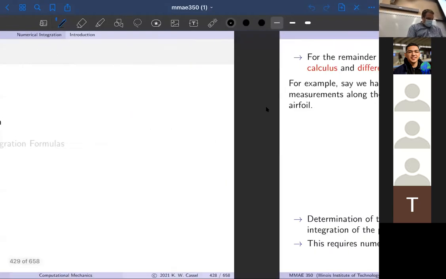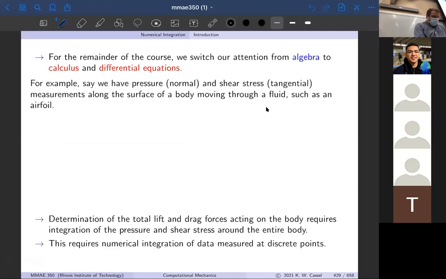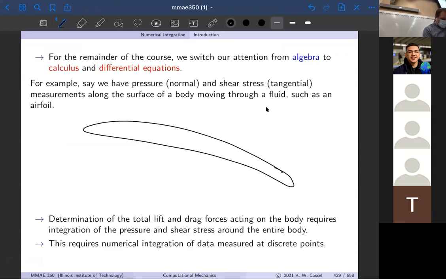This is a relatively short chapter. We're not going to spend a ton of time on this, but we do need to be able to integrate things numerically. Just one example of many that I could give is, let's say we had an airfoil with the flow past it, and I want to calculate the lift and the drag. So the lift is the force up on the airfoil, and the drag is the force in the flow direction. So how do we do that?